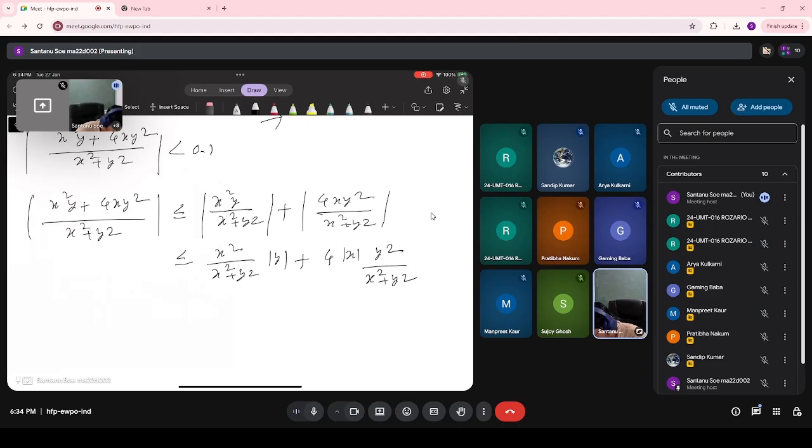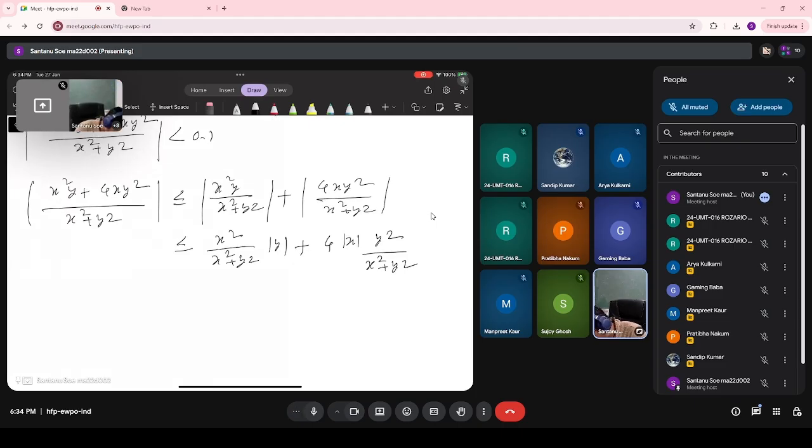Now, how many of you can see that x² is less than or equal to x² + y², so let me write here. Yes, x² is less than or equal to x² + y², and y² is also less than or equal to x² + y², right? So by these two results, we can say this is less than or equal to |y| plus 4|x|, right?